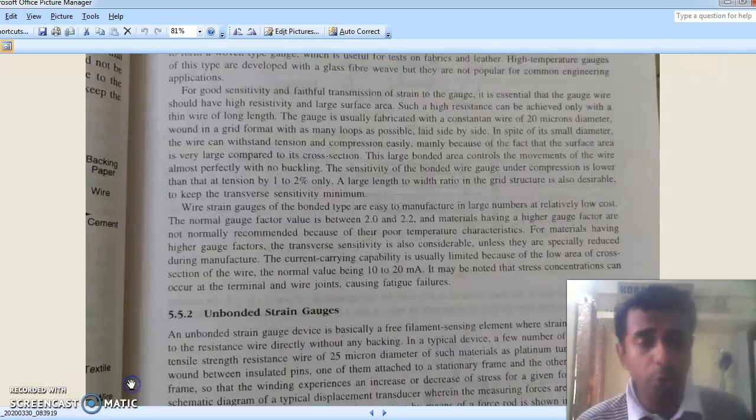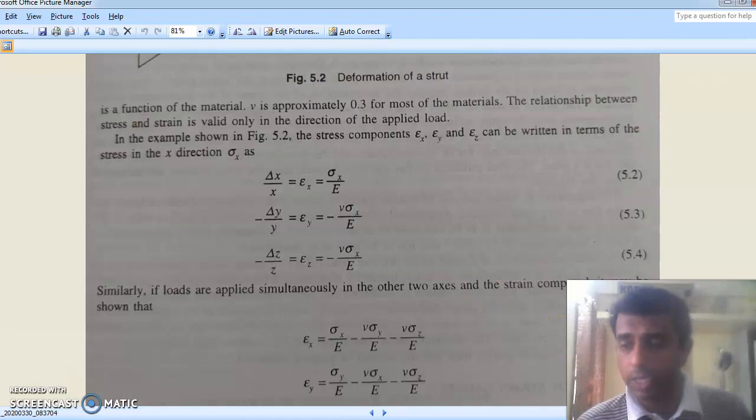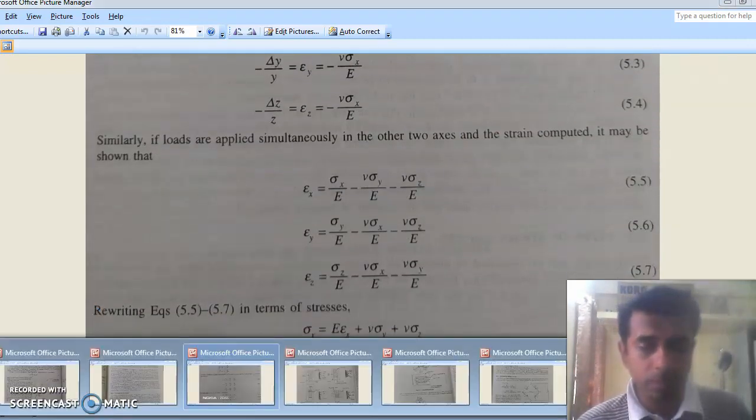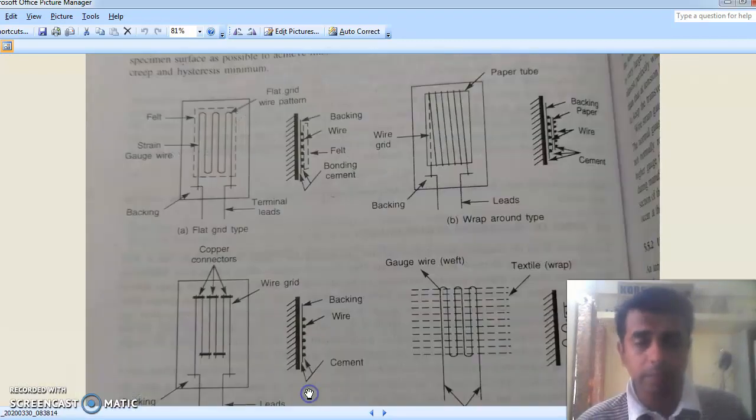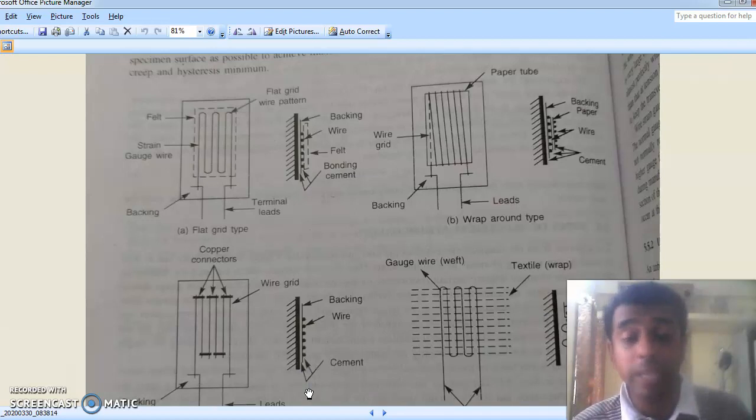Then we'll move on to the different types of strain gauges. There are two types of strain gauges, that is bonded strain gauge and unbonded strain gauge. There are many other types of strain gauges like mechanical strain gauges, optical strain gauges, electrical strain gauges. We will be concentrating only on the electrical strain gauges.